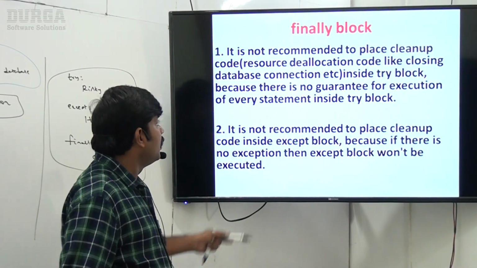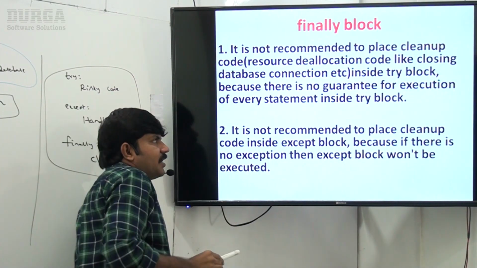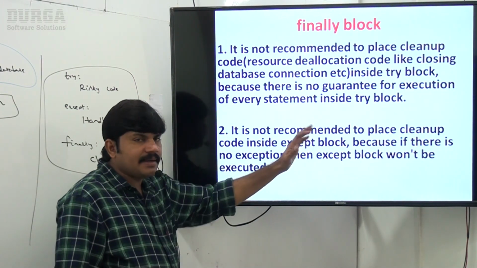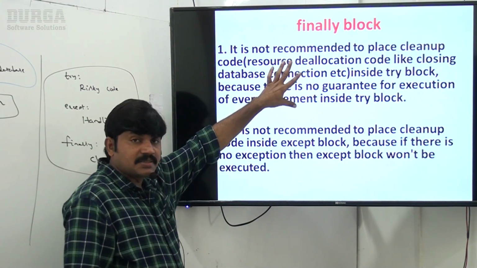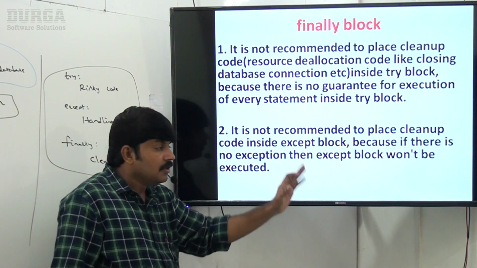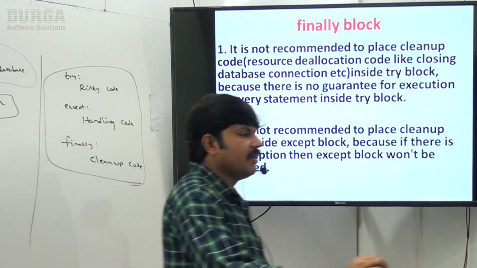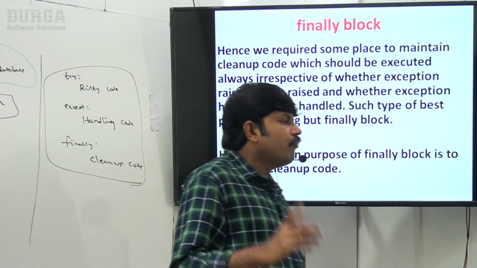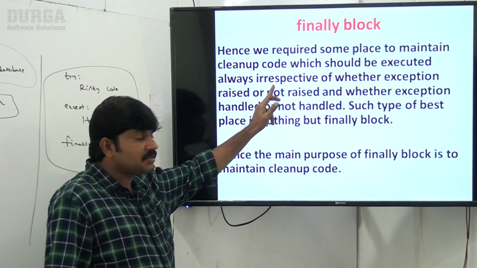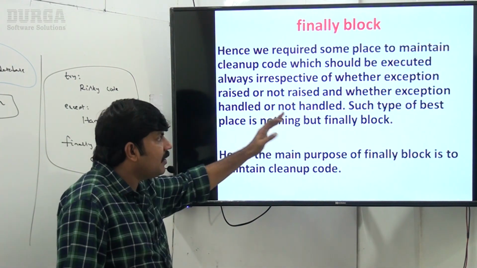Here, it's not recommended to place cleanup code, resource deallocation code like closing a database connection, inside a try block, because there is no guarantee for execution of every statement inside a try block. Next, it is not recommended to place cleanup code inside the except block, because if there is no exception, then the except block won't be executed. Hence we require some place to maintain cleanup code, which should be executed always, irrespective of whether the exception is raised or not raised, and whether handled or not handled.